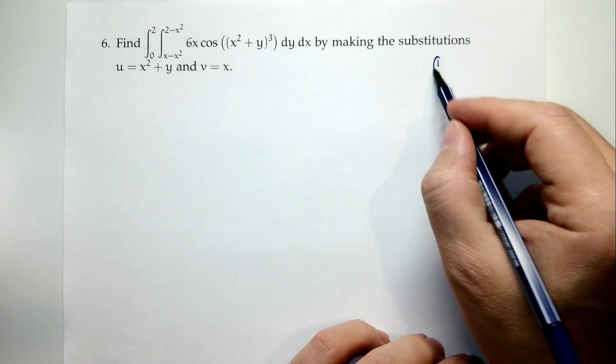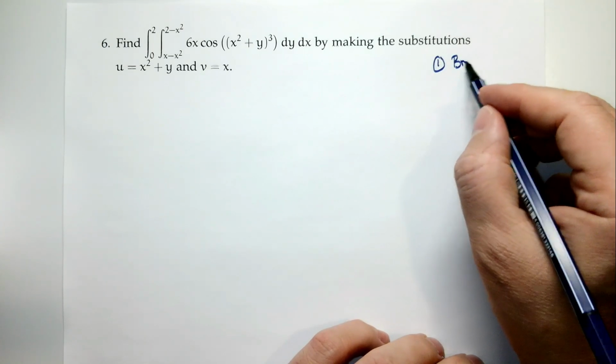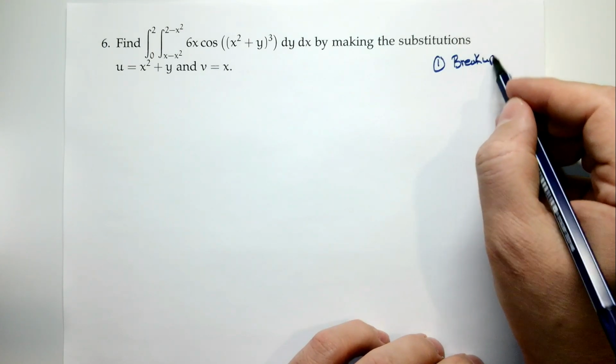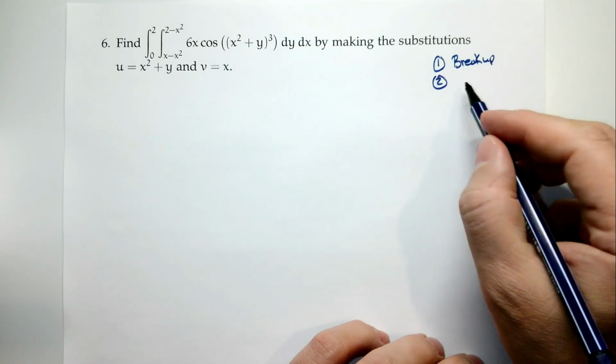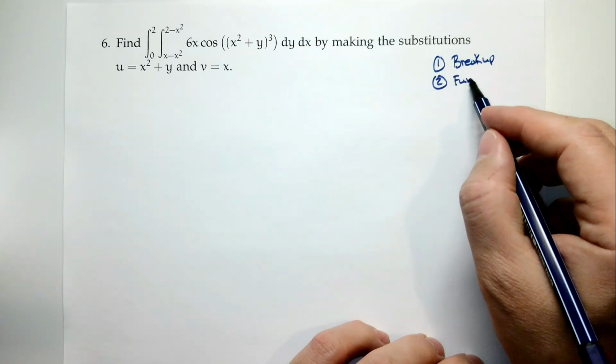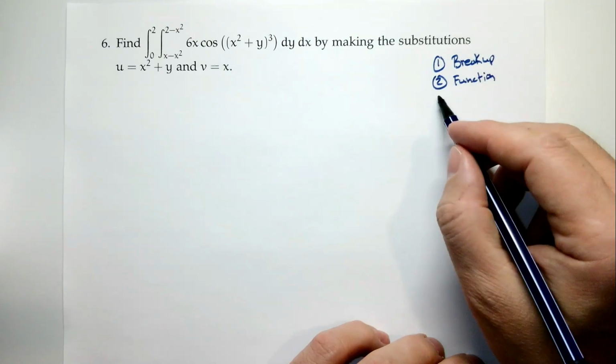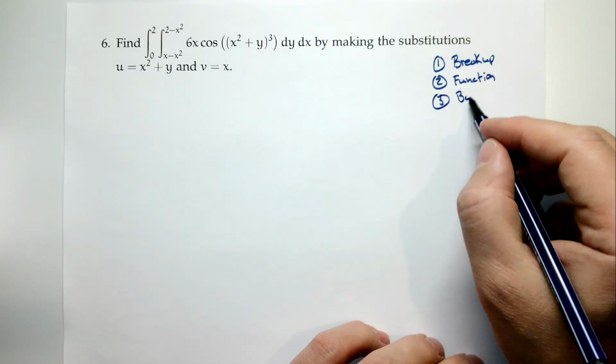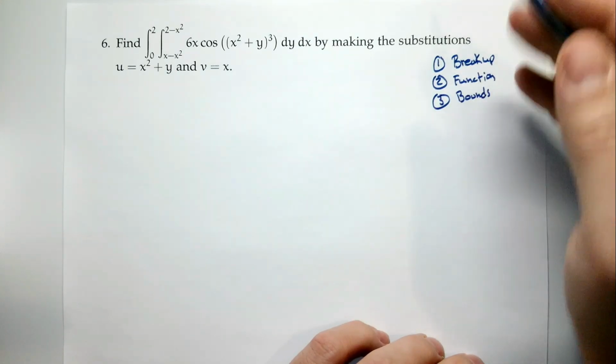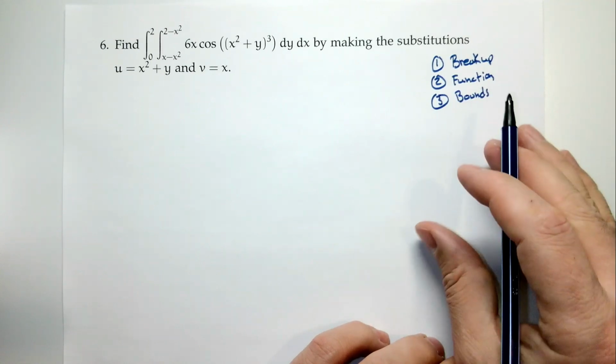Yes. So, number 1, breaking up. That's not so hard to do. Number 2, figure out what's happening with our function. Number 3, let's talk about our bounds. Again, 3 steps.